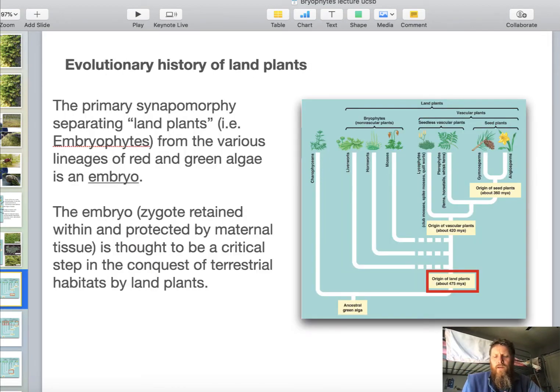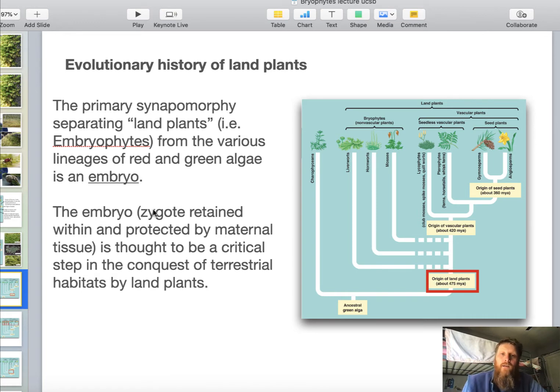So what separates land plants from the algae, both the green and red algae, which are close relatives of land plants, is the presence of an embryo. The technical name of the land plants is embryophytes, or plants that have embryos. The embryo, just like in an animal, is the situation where you have the egg and the sperm fusing together to form a zygote. If that zygote is maintained inside of maternal tissue, we call it an embryo.